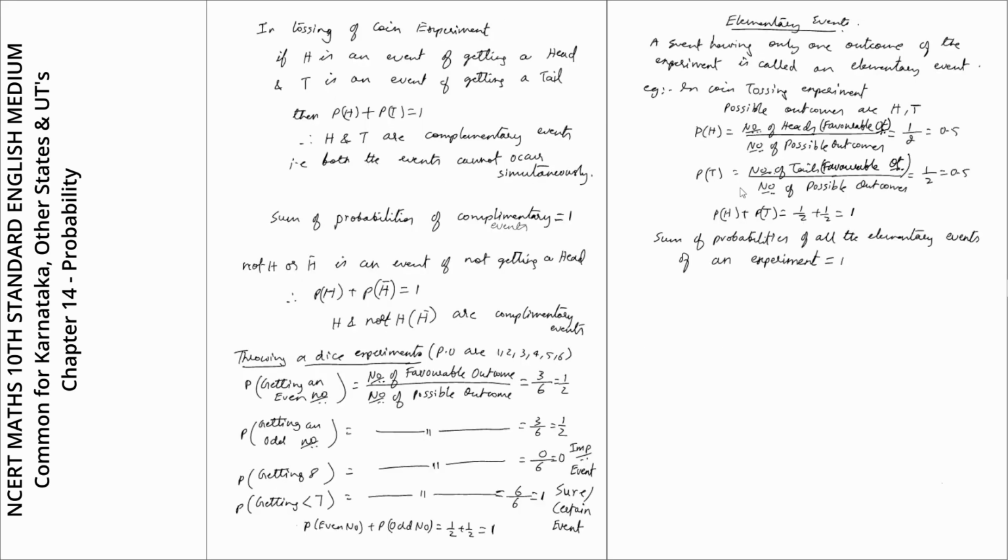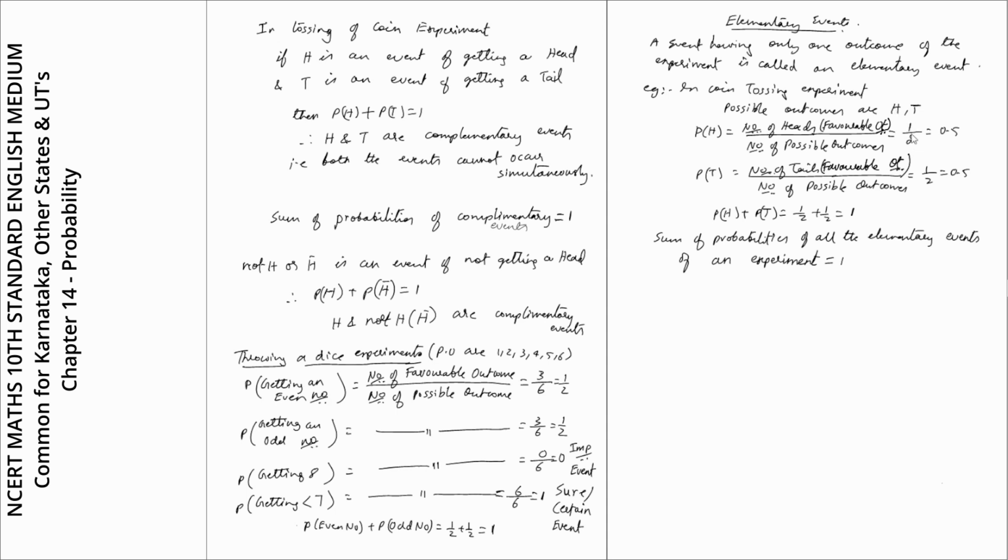Elementary event. An event having only one outcome of the experiment is called an elementary event. For example, in a coin tossing experiment, what are the possible outcomes that we can have? Head and tail, right? So the total number of possible outcomes is 2. Now the probability of getting a head is given by the number of favorable outcomes divided by the number of possible outcomes. The number of possible outcomes is 2, head and tail, so 2 will come in the denominator. In the numerator, the number of favorable outcomes is the number of heads. Out of these two outcomes, how many heads are there? Only one head. So 1 by 2.